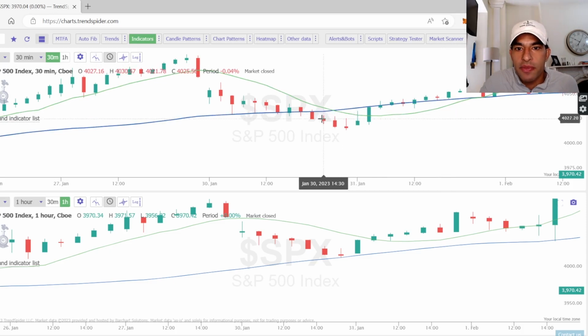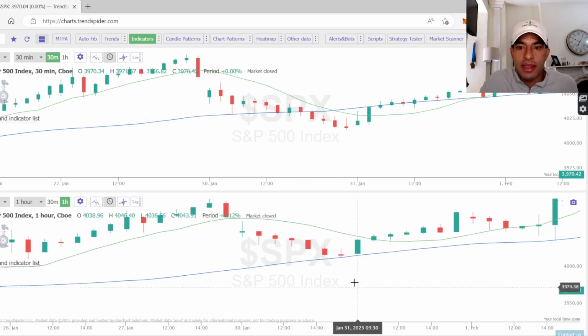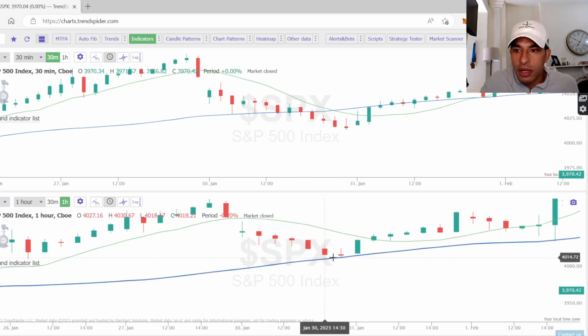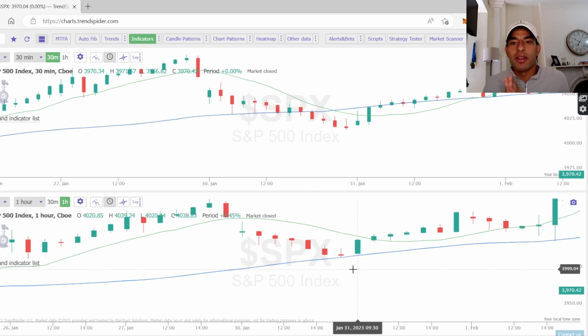We get the break below the 50 SMA on the 30-minute chart. On this candle close, we're sitting at about 4026 SPX. Now, the 50 SMA on the 1 hour chart was at 4015. So you've got about 10 points of reward there if you want to take that short.